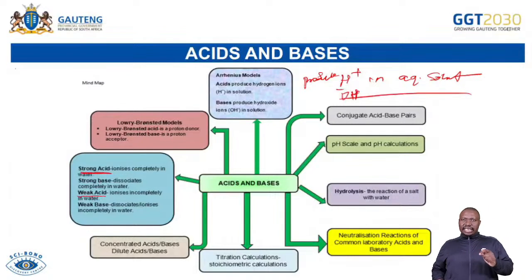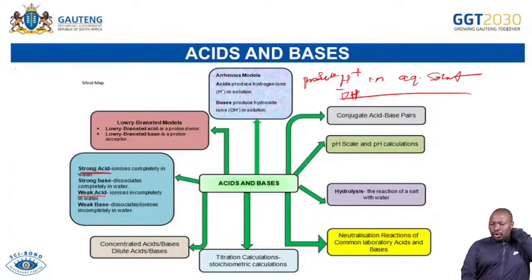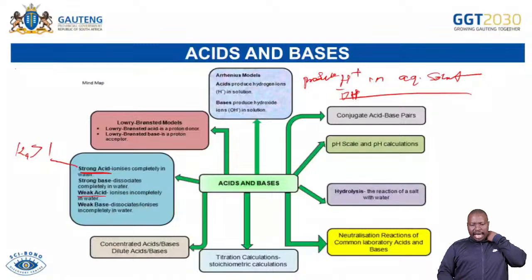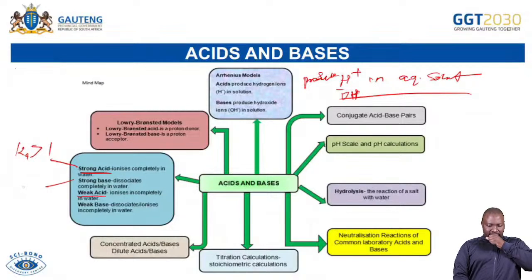So the concentration that is formed is low. Hence, strong acids, we are saying they have a Ka value that is greater than 1. They have high Ka values. And strong base, they have a Kb value, which is the ionization constant, greater than 1 because it ionizes completely.